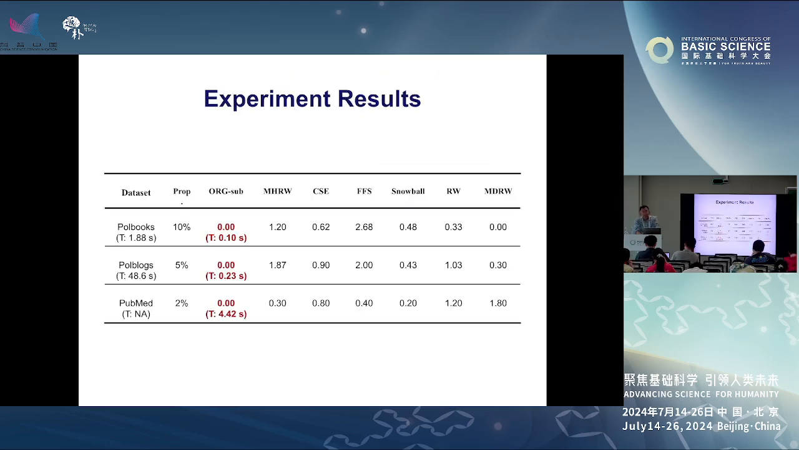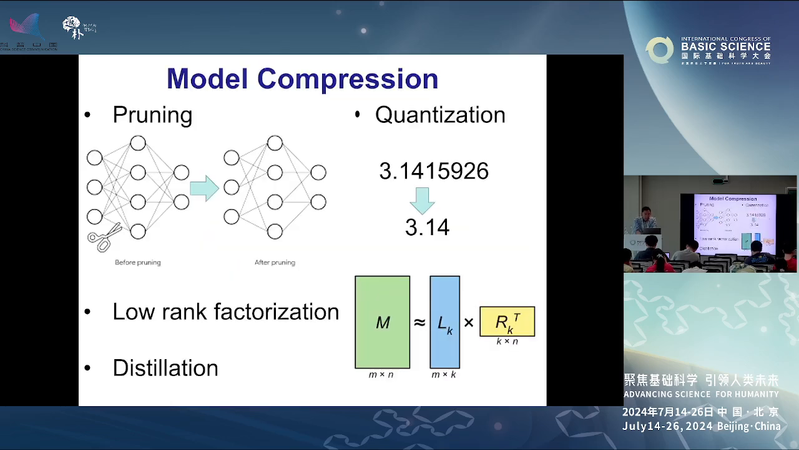Further details can be found in our ICLR paper from last year. Now I want to move on to the next topic. We still have some time. We talked about data compression, essentially through this subsampling or subsetting. Now let's move on to model compression. Model compression is about how we compress a large model into a smaller model.